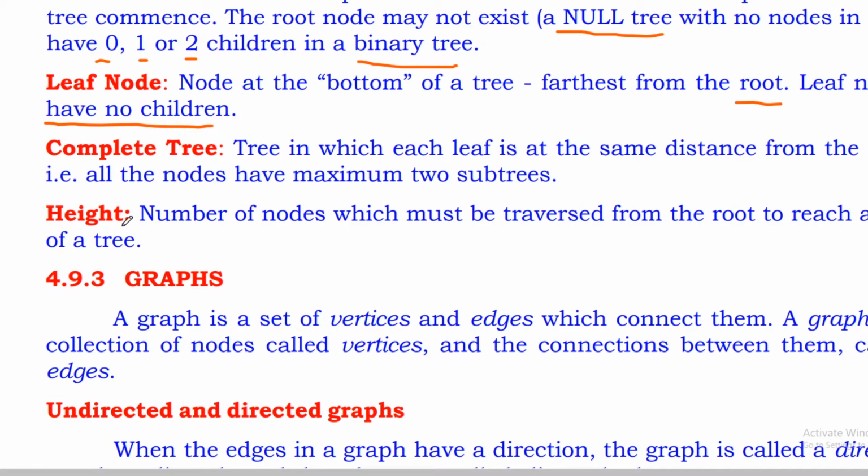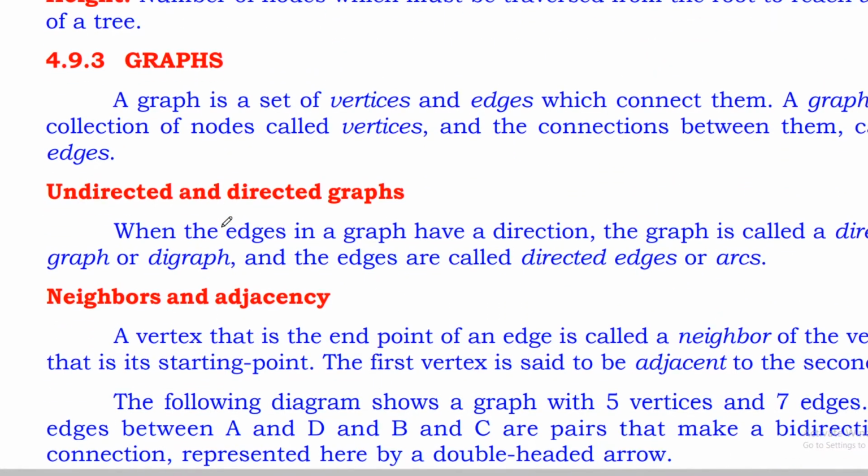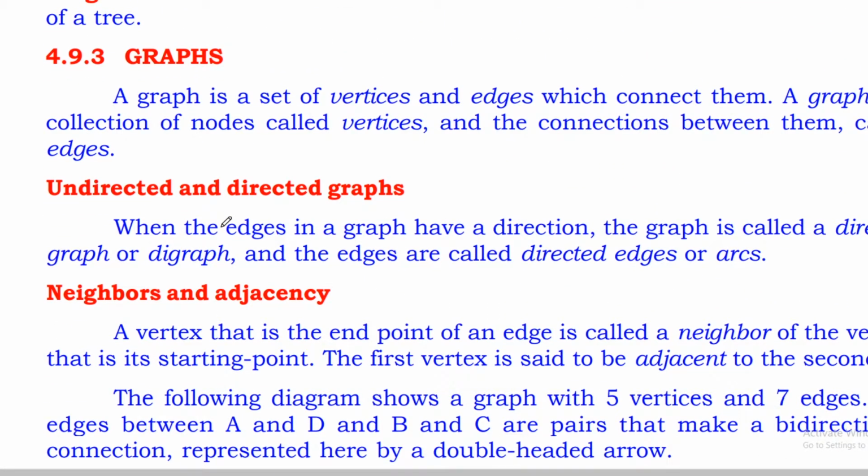That's why we have a nonlinear data structure. These are some basic definitions we have mentioned here. So next, learn about a graph. Another example of a nonlinear data structure is the graph. What is a graph? How is this graph represented? A graph is a set of vertices and edges.